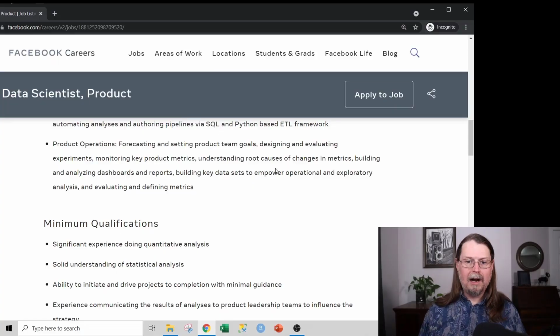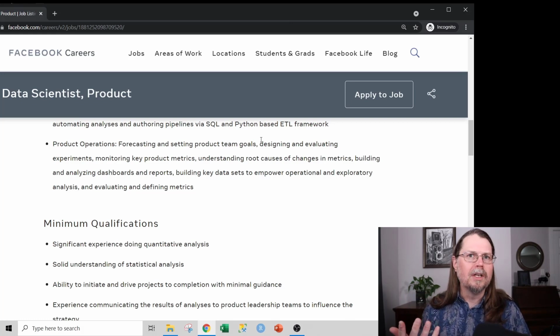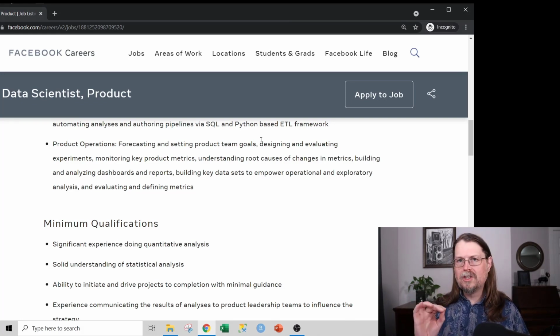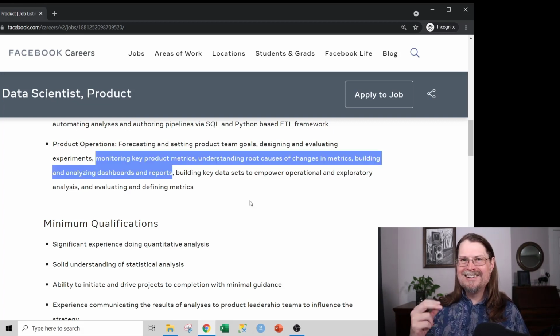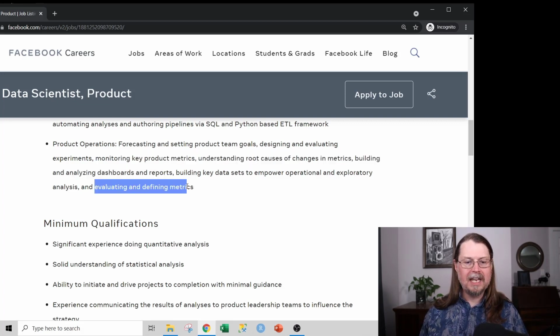And like I said, I don't expect you to believe me. So let's go ahead and head over to Facebook and show you that they expect their data scientists to be able to do what I just described. So what I have up here in my browser right now is a real life data scientist job description at Facebook. Well, this has a lot of verbiage in it, which is what you would expect for a job description at Facebook. What's germane to this particular video is this passage right here: monitoring key product metrics, understanding root causes of changes in metrics, building and analyzing dashboards and reports, and lastly, evaluating and defining metrics.